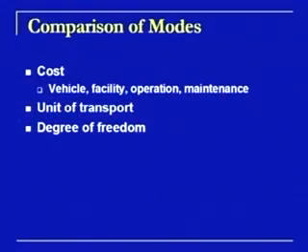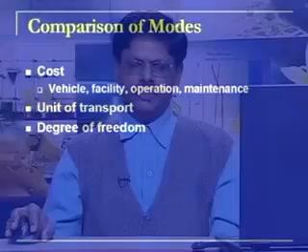Next point of comparison is degree of freedom. Degree of freedom defines in how many directions a vehicle can move. Now, in most of the cases we are just restricting ourselves to 3 degrees of freedom: in the x direction, in the y direction, and the z direction.